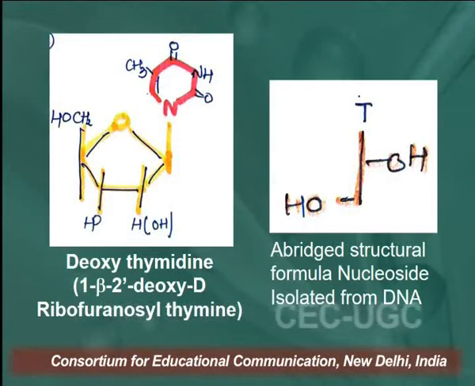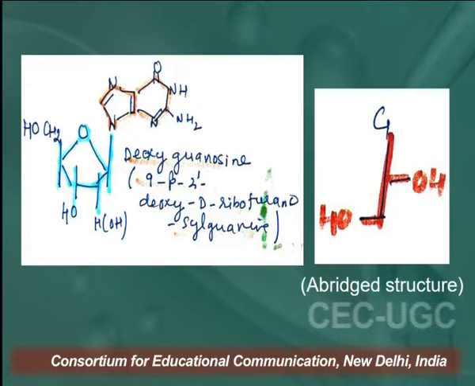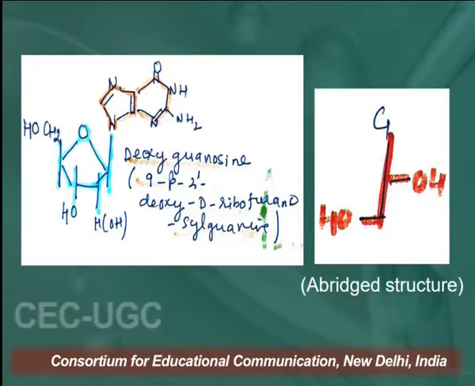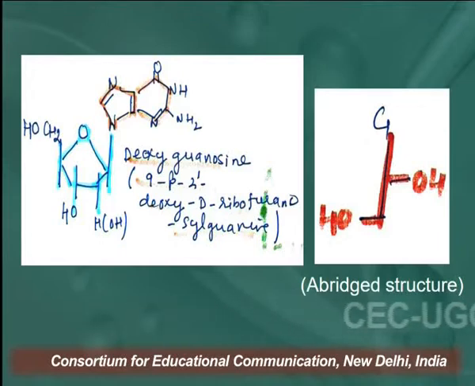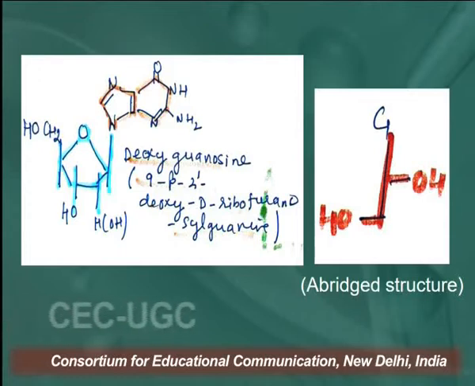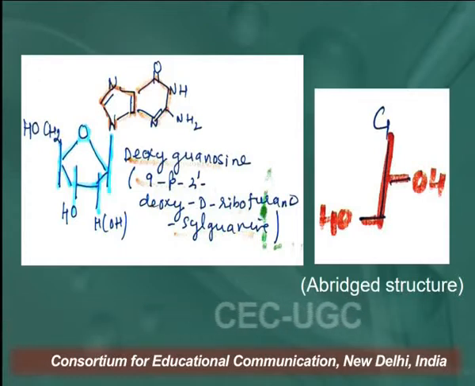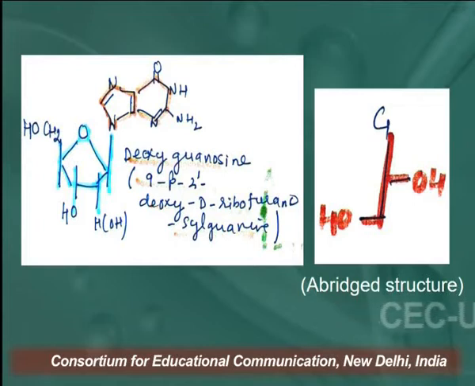In the abridged structural formula, the nucleoside can be represented in this way. On the top carbon, you write thymine or any base, and there are two horizontal bonds which represent the OH group. Similarly, this is the abridged formula where the base is guanosine. In a short form we can write the nucleotide structure. It's very important, and it's very easy to learn how to write the nucleotide structure. It is the simplest way, in abridged form.